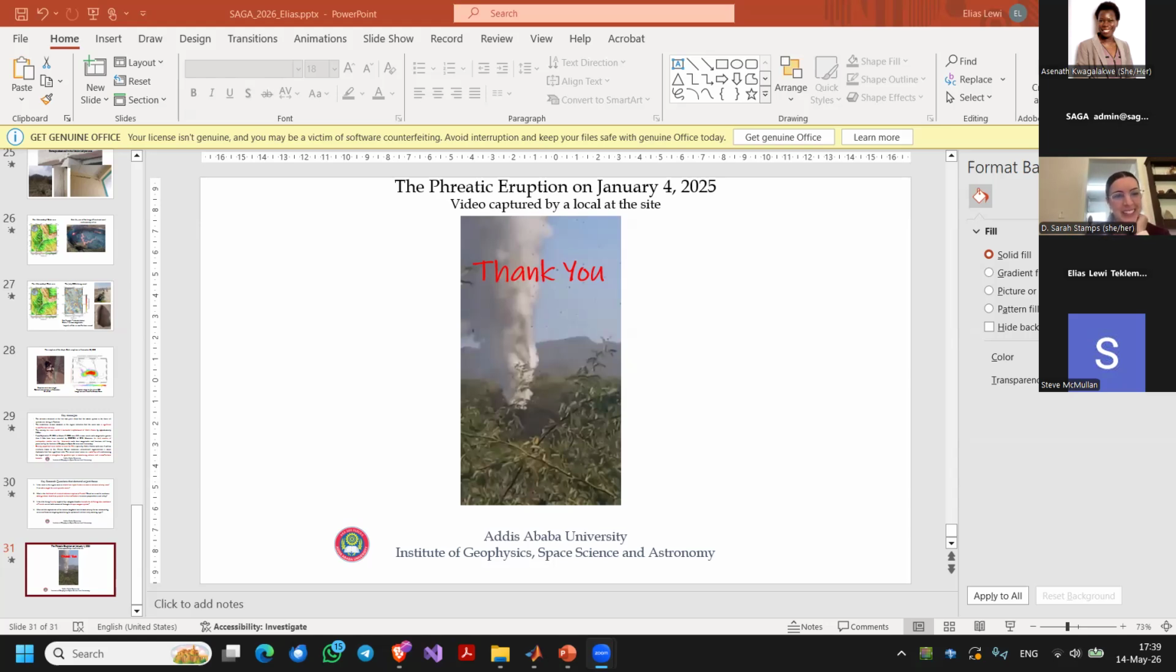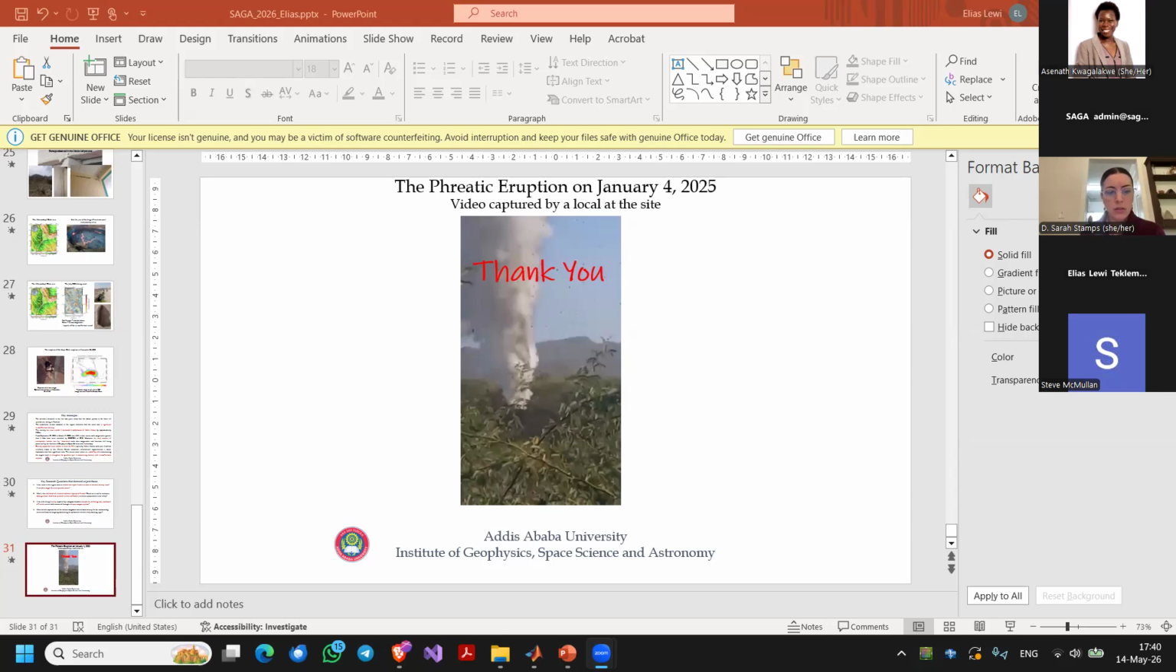Okay, great. Sorry, just to follow up, do you know if they found the connection? Were they able to demonstrate, or at least suggest with the modeling, that the dyke intrusion did trigger the volcanic eruption?